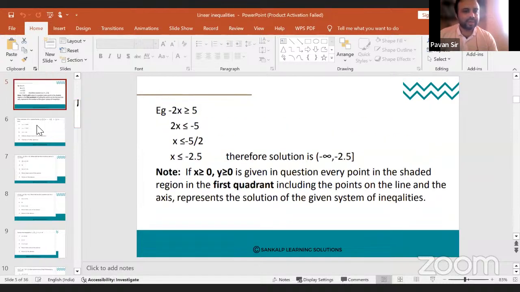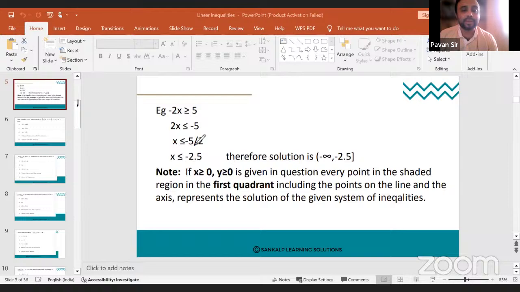Example, here it is given, you can see it very carefully. It is minus 2x is greater than or equal to 5. So 2x is less than or equal to 5. Why minus 5? Because you can say that it is 2 times x. You can say that minus 5, because if you multiply any number, you will get it. Next, x is less than or equal to minus 5 by 2.